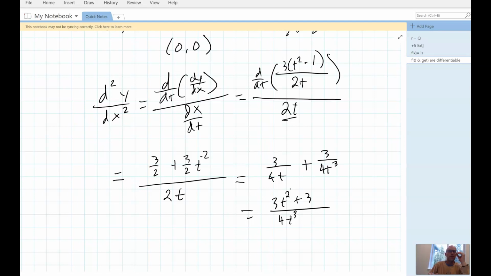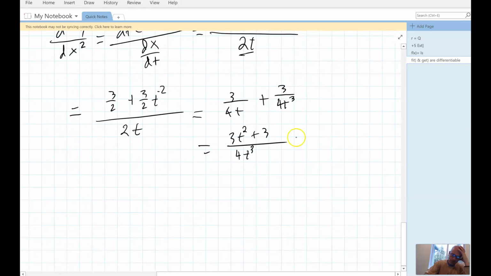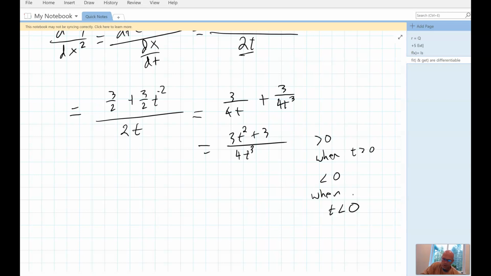Now, what does that tell us? Remember, second derivative tells us concavity. So we want to know when is it concave up and when is it concave down. Once again, we could just set it equal to 0 and determine, and when it's positive, it's going to be concave up, and when it's negative, it's going to be concave down. So actually, if you look, the top is always positive, isn't it? And the bottom is going to be negative when t is negative and positive when t is positive. So really, this is going to be greater than 0 when t is greater than 0, and less than 0 when t is less than 0. So that tells us something about the concavity of our curve.